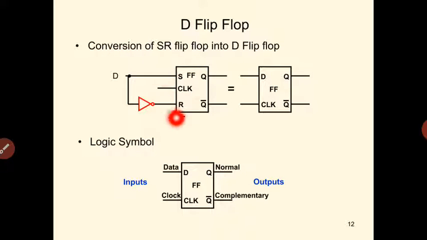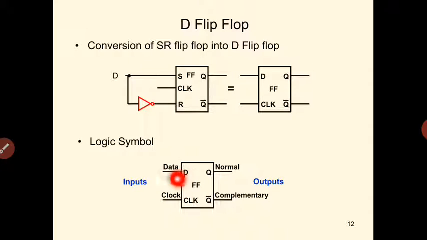If you take the SR flip flop like this, and you give the D input to the S input of the SR flip flop and its complement to the R input, then this becomes the D flip flop. So overall you can draw the block diagram of the D flip flop like this. You apply the D input here, you apply the clock here, so that you get the complementary outputs Q and Q bar.